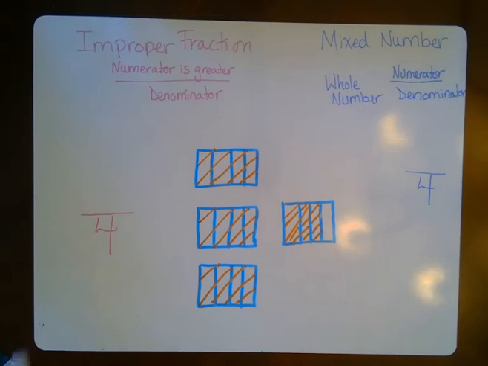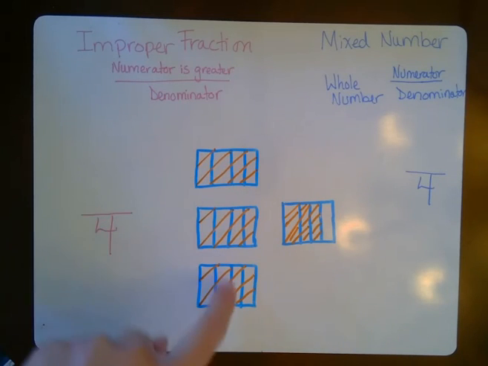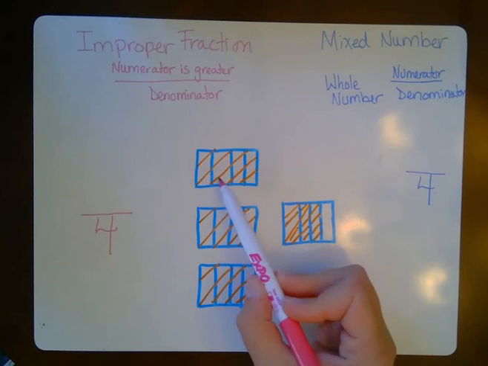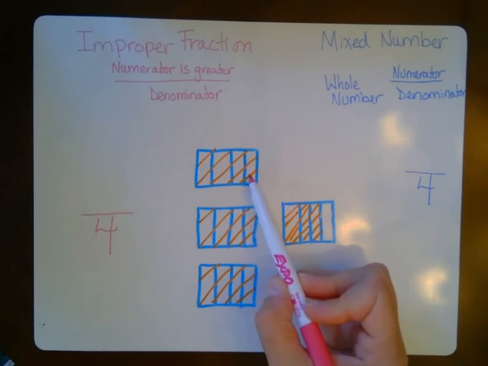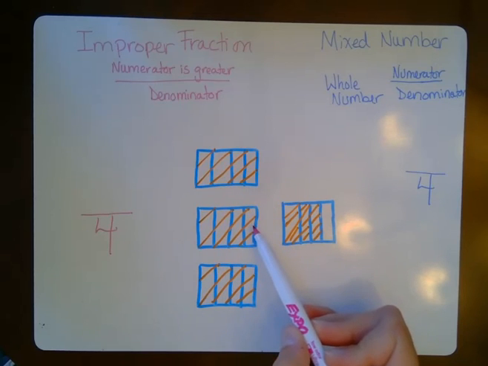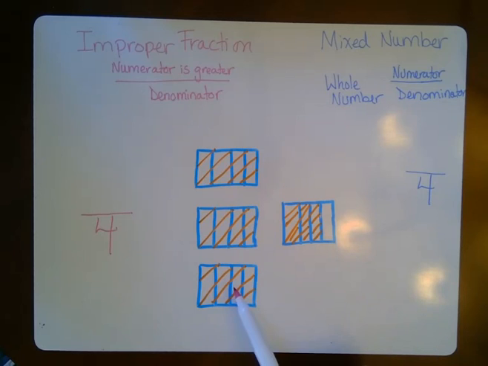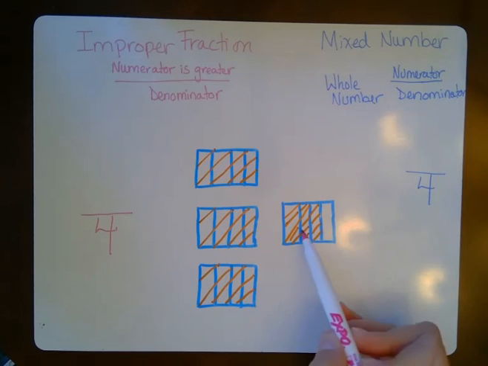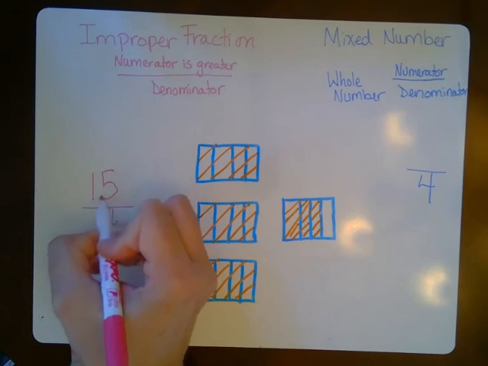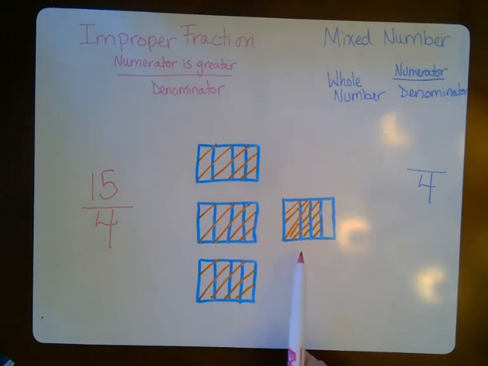When I come over here to my improper fraction, I want to know how many shaded parts I have all together in my fourths. So I have 1, 2, 3, 4 fourths here, plus another 1, 2, 3, 4 fourths. 4 plus 4 is 8 fourths, plus another set of 4, 9, 10, 11, 12 fourths, and then 13, 14, 15. I have 15 fourths because my model is in fourths, and I have 15 shaded parts.